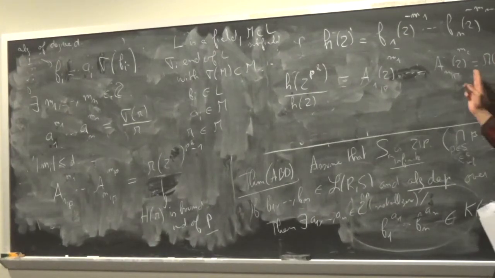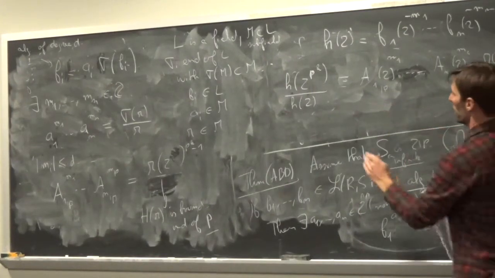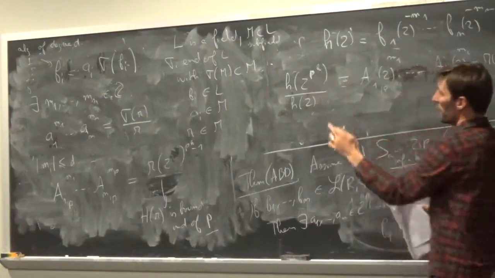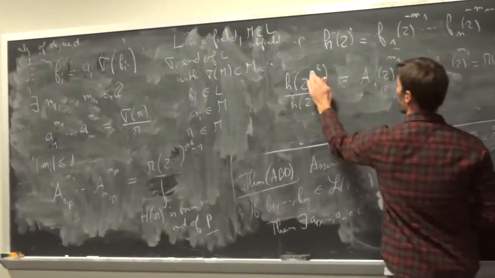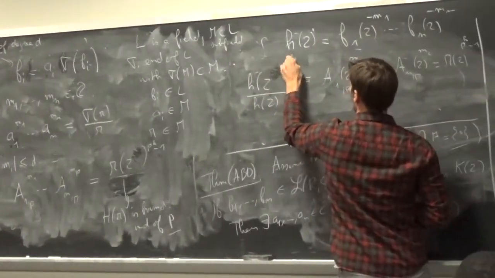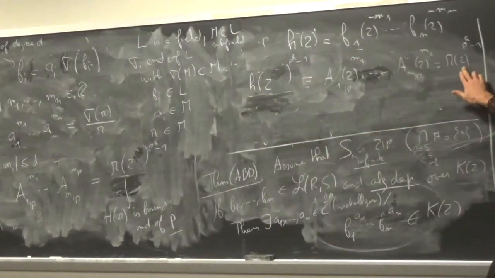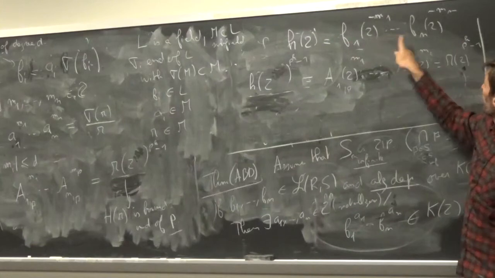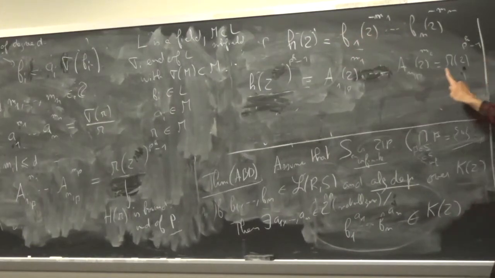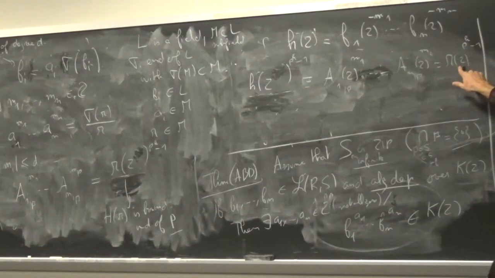So roughly it means that here h of p^k is f of z to the p^k, so you get this p^k minus 1. And so what you have is that this function h is just this rational function r. Okay.